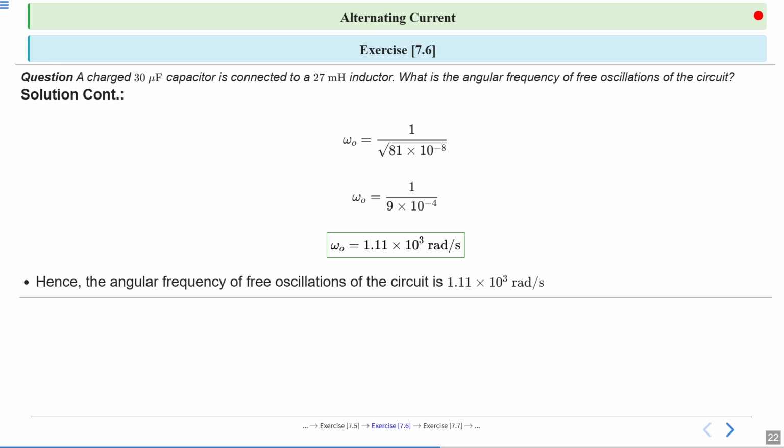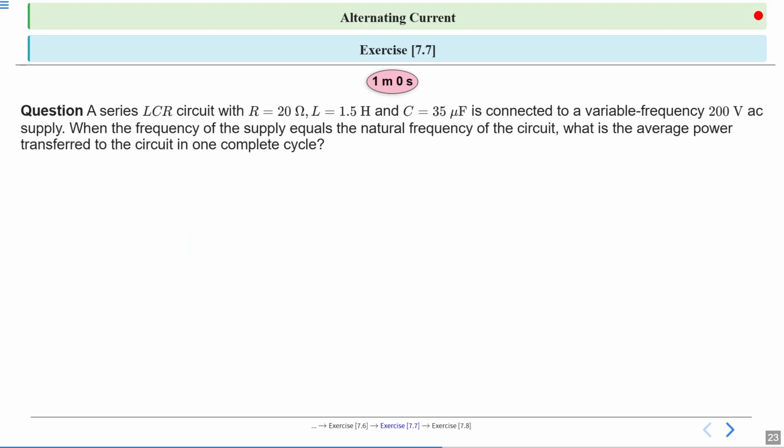Okay, so let's see the next question. A series LCR circuit with R equal to 20 ohm, L equal to 1.5 henry, and C equal to 35 microfarad is connected to a variable frequency 200 volt AC supply.